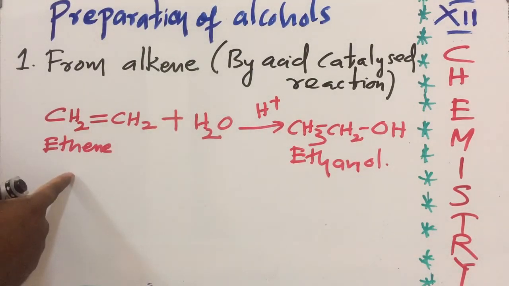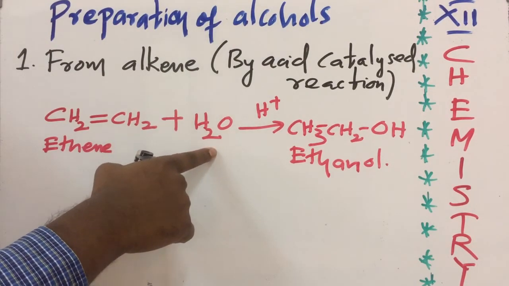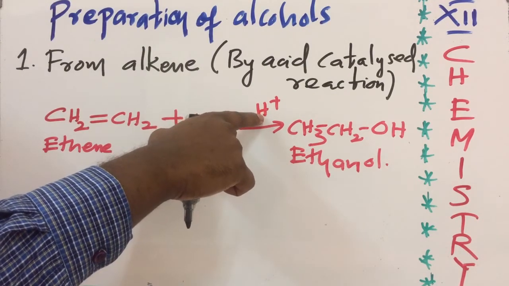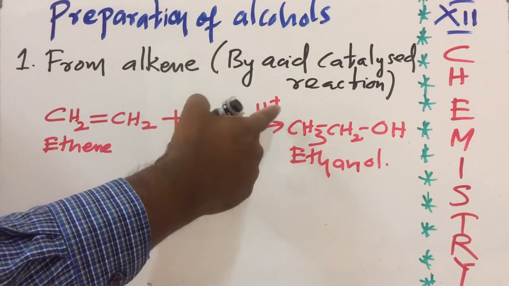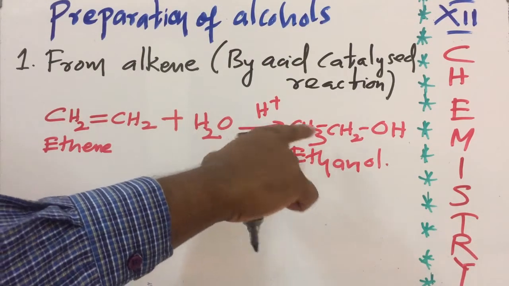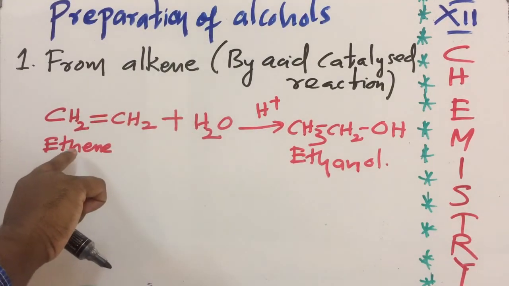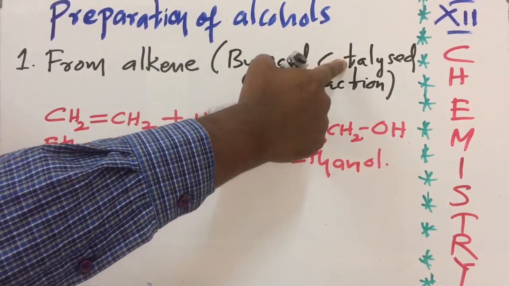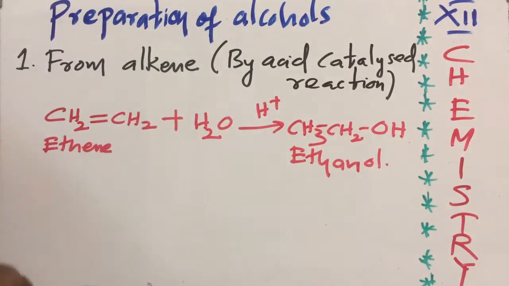Let's see one example. Here the alkene is ethene. Ethene reacts with water in the presence of an acid catalyst. Here H plus indicates sulfuric acid. H plus is from sulfuric acid. It forms ethanol. Clear? So we can convert alkene to alcohol by using an acid catalyst reaction. Acid catalyst hydration.